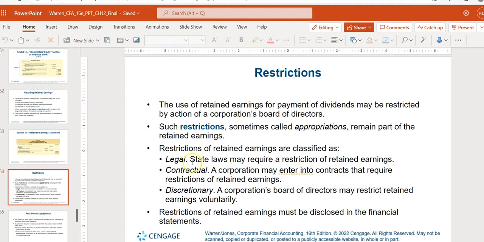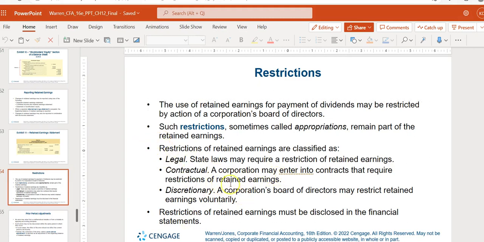Could be legal. Maybe the state requires I have that for the shareholders. Maybe I entered into a contract with the bank. So let's say my bank gives me a line of credit, and they can tell me, hey, you have to always keep $500,000 of retained earnings on your books. And if you don't, then all the loans are going to be called in.